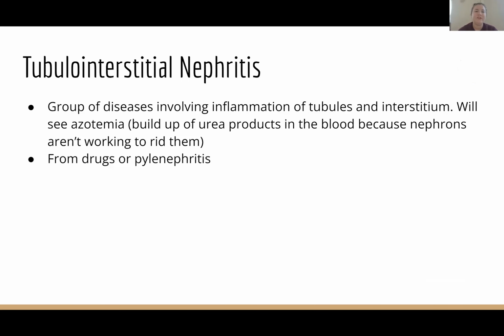Okay, so tubulointerstitial nephritis. So this is just inflammation of the tubular cells. It's not the ischemia. It's not the death of the cells. This is just inflammation. So this is a group of diseases involving inflammation of tubules and interstitium. You'll see azotemia. So this is just buildup of the urea products, as seen as an increased BUN, blood urea nitrogen, because they're not working, from drugs or pyelonephritis.